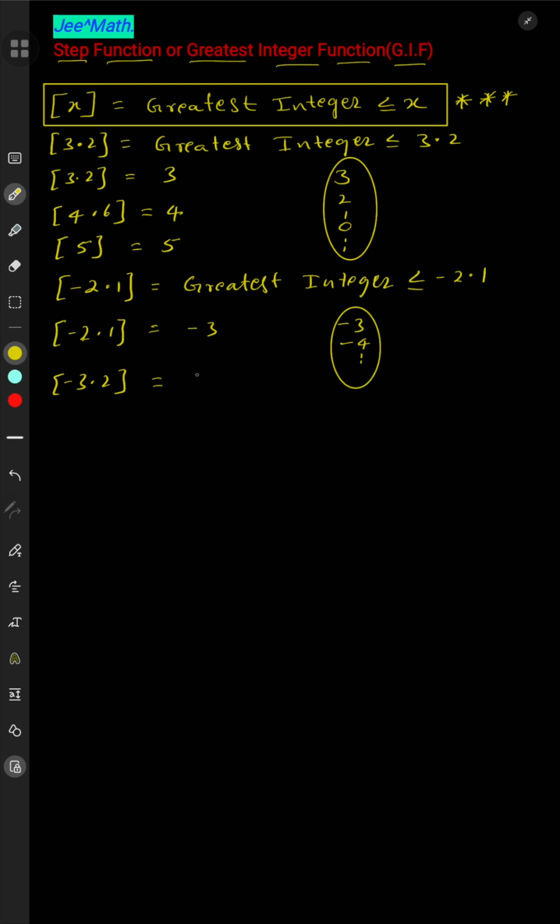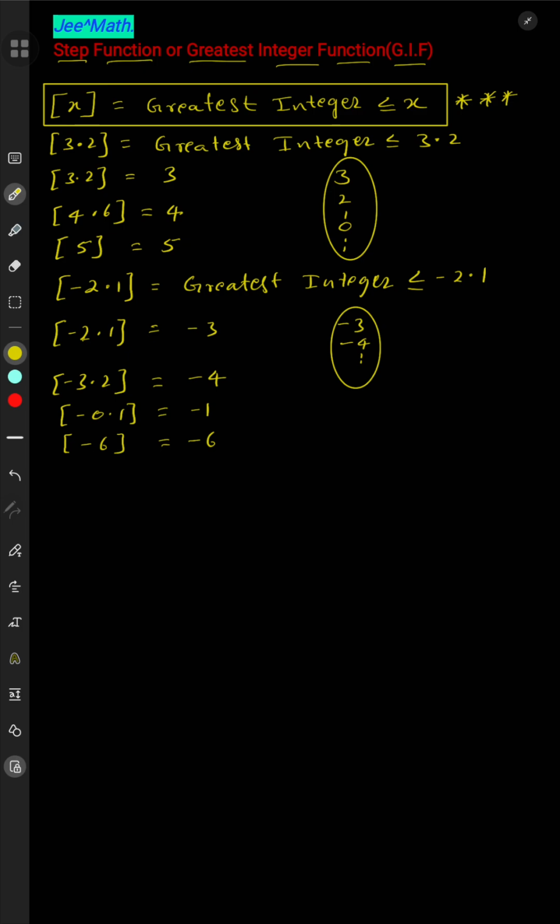Okay. So for example, minus 3.2. Step of minus 3.2 is minus 4. Okay. Next, step of minus 0.1 is minus 1. So step of minus 6 is there. So which is what? Minus 6 only. When we have an integer, directly the integer you need to write.